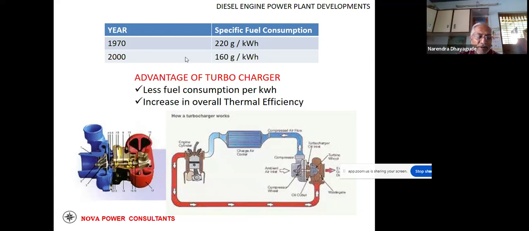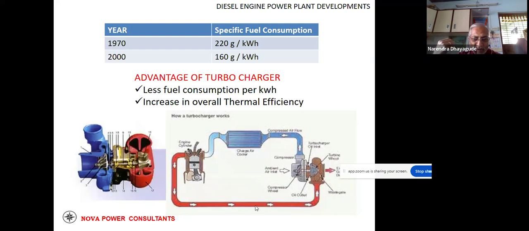But further, what has happened, there is a turbocharger. A turbocharger is connected at the exhaust of the engine, and on this exhaust the heat energy is converted into rotational energy by a turbine. The turbine drives the compressor, and the compressed air is fed to the engine, and thereby the engine capacity is increased.